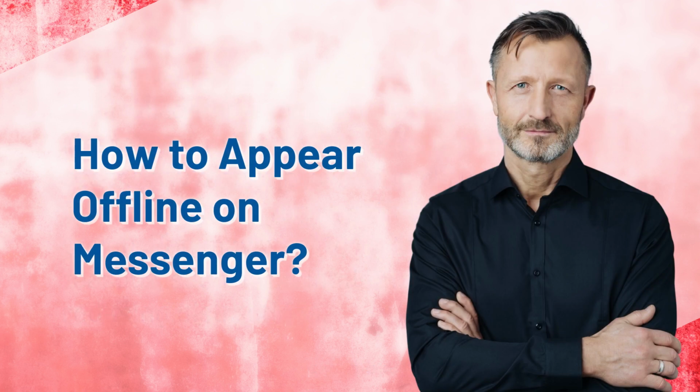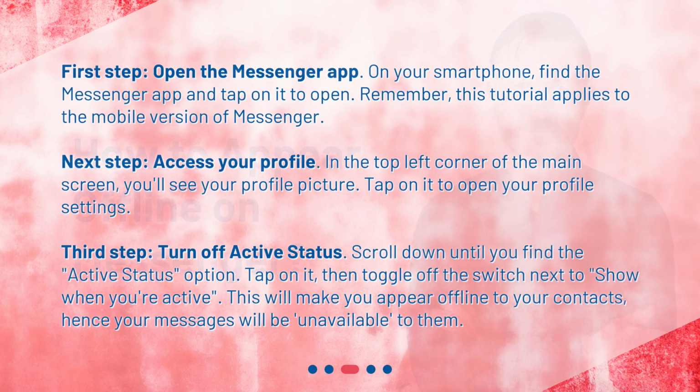How to appear offline on Messenger? First step, open the Messenger app. On your smartphone, find the Messenger app and tap on it to open. Remember, this tutorial applies to the mobile version of Messenger. Next step, access your profile. In the top left corner of the main screen, you'll see your profile picture. Tap on it to open your profile settings.